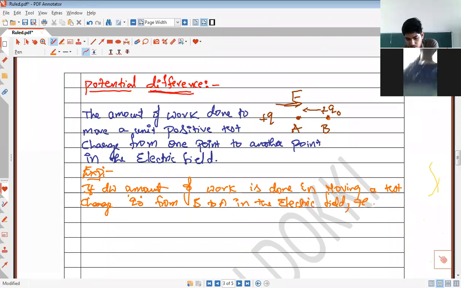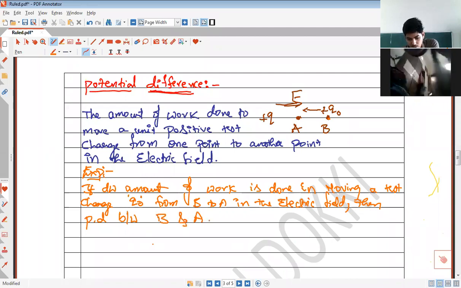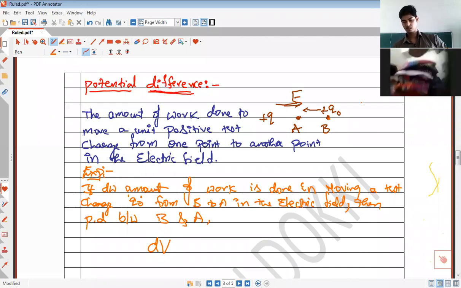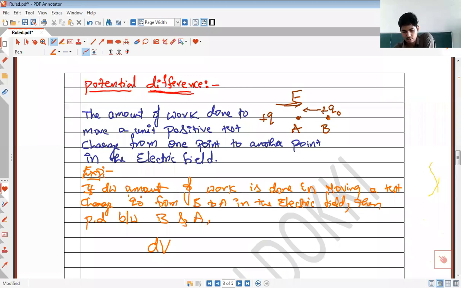Then the potential difference between B and A is dV. See, potential difference is represented as dV, and this is defined as dW divided by Q naught. This is the formula for potential difference.